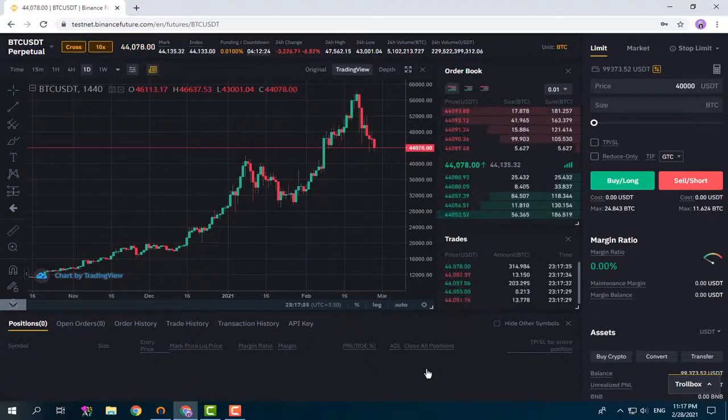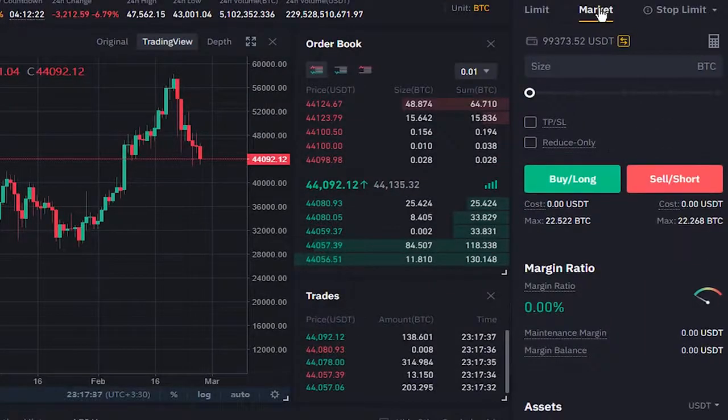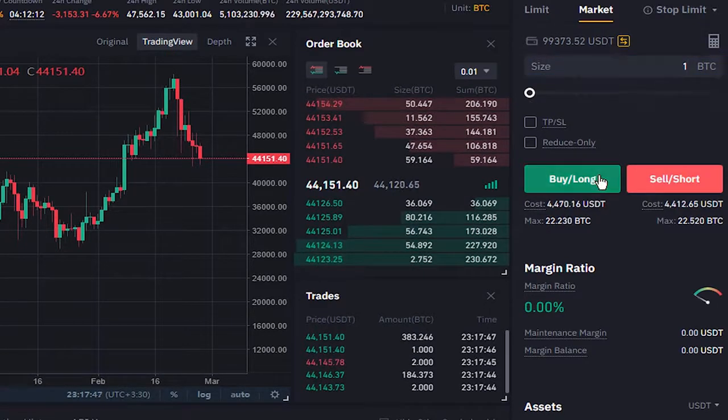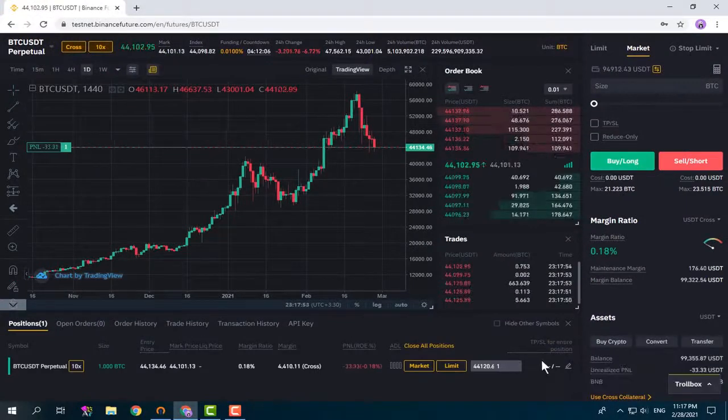Let's place a market buy order with size of 1 Bitcoin, for example. We click on buy long and here it is. This is a long position. We opened this because we think that the price is gonna rise and we want to sell it at a higher price to make profit. Consider we have analyzed the chart and we think 57,000, for example, is a good price to close this position and take our profit.